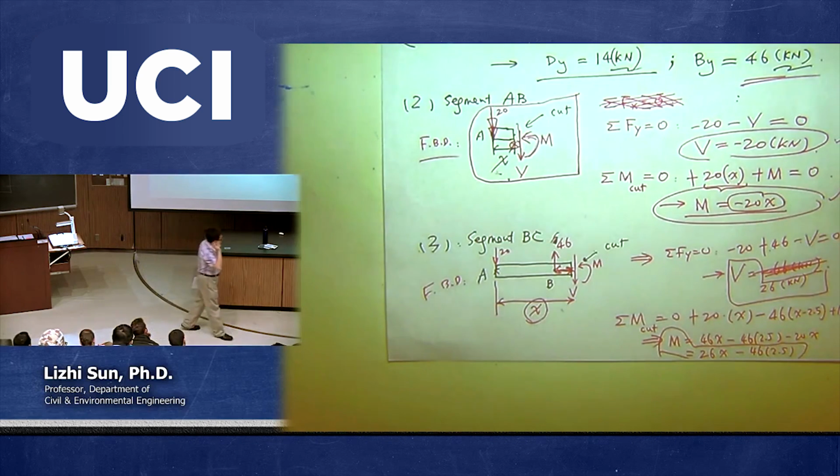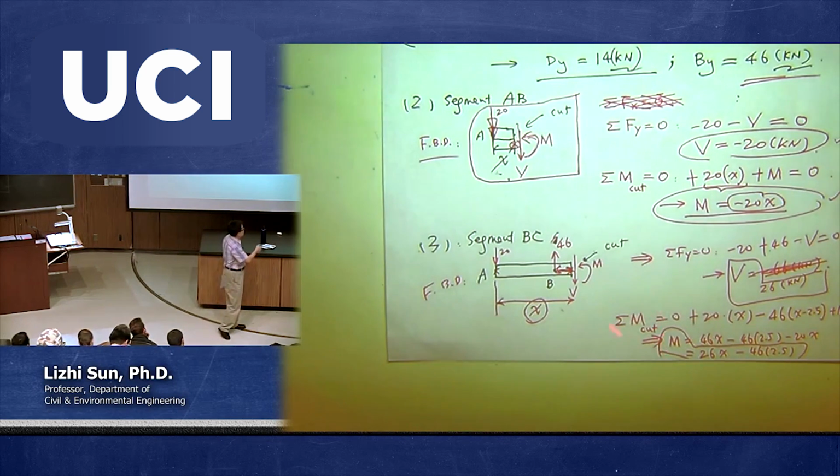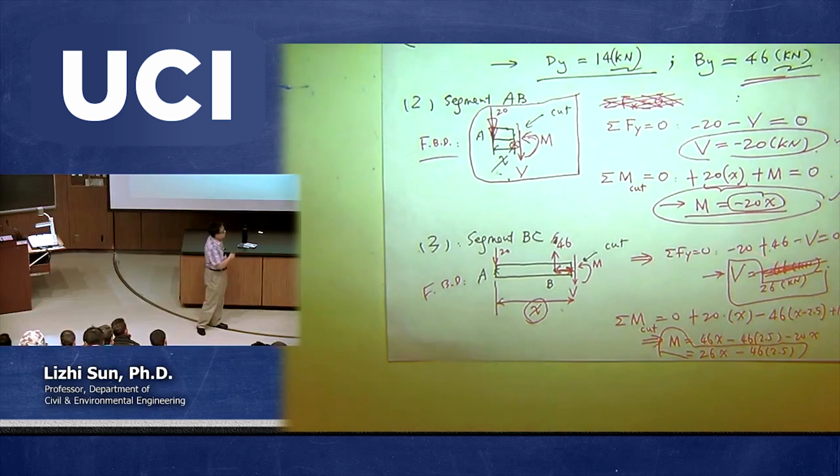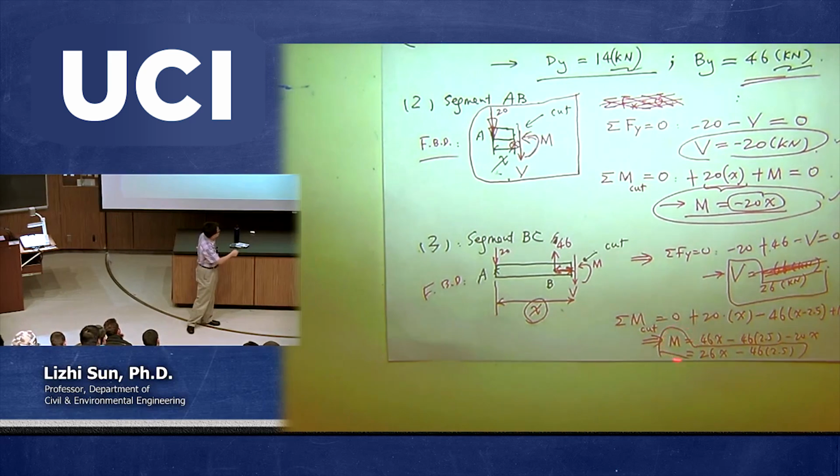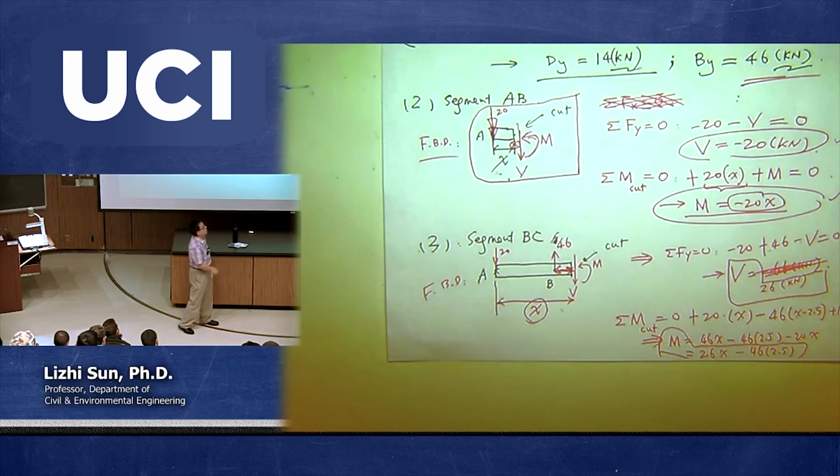How are you going to calculate the bending moment? You need to take the moment at the cutting point and then follow Newton's equation to get this moment. So you see, this is another moment in this step, segment BC. This is what I showed you before. Okay, so now we're done with the second segment.